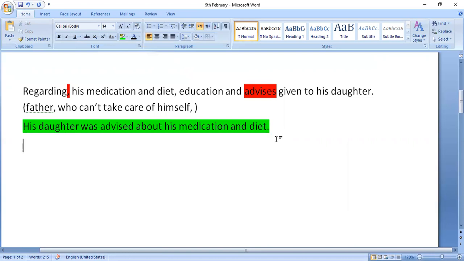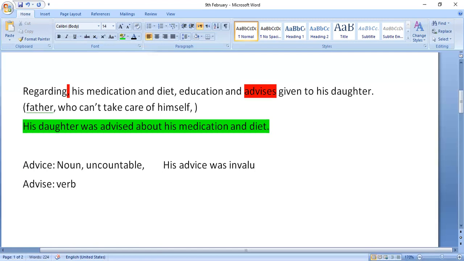Another thing is advice. Just keep in mind that advice is a noun and advise is a verb, and advice is uncountable. Okay, as a noun it is uncountable, meaning we cannot make it plural with s. His advice was invaluable for my exam. Okay, his advice means here we need to use the noun.